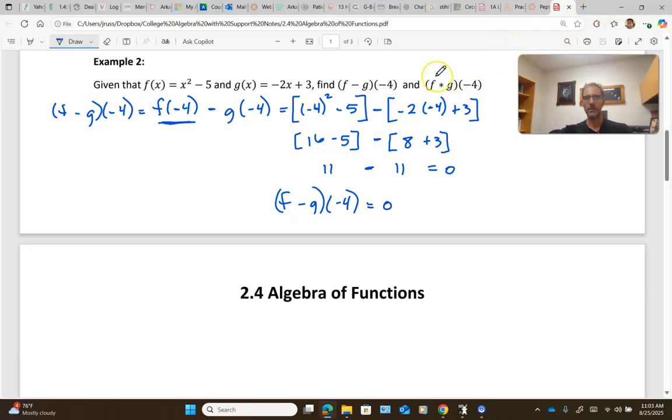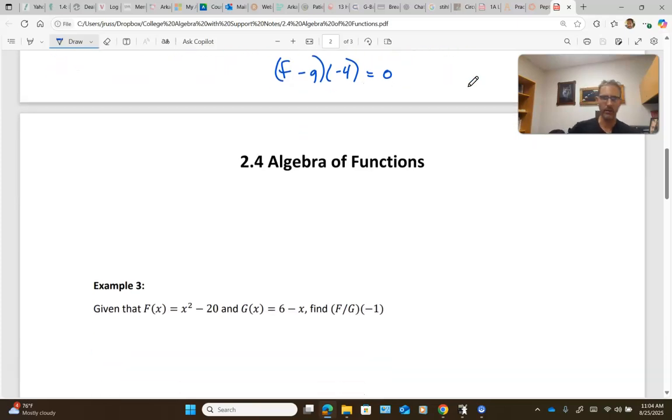Alright, well let's look at the second part of this one. Here we're multiplying the two functions, and still x is going to have a value of -4. Okay, so I'm going to write this out again. We have f times g of -4. And my definition is the same. This just means f of -4 times g of -4.